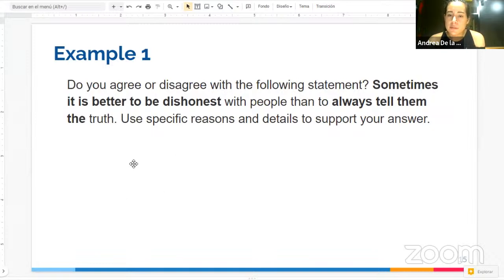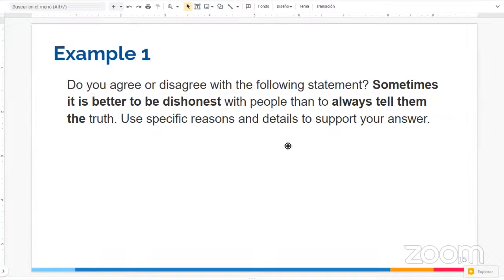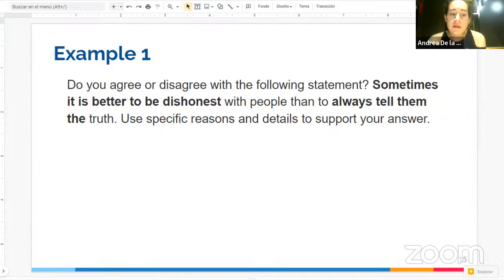What is this about? About the honest? Exactly, about honesty, right? So before we get to if it's better to be honest or not, the main topic is honesty, right?